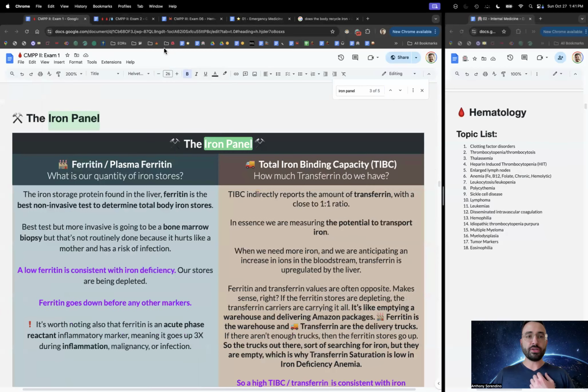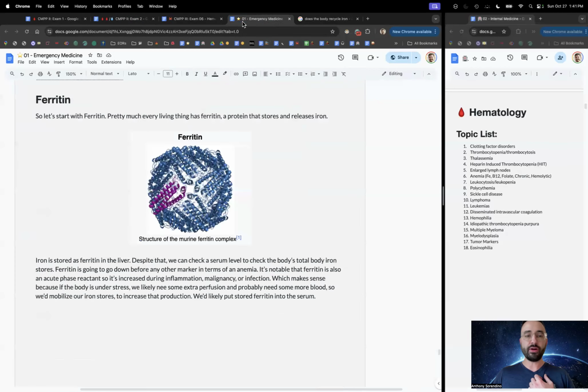So the first thing we talk about here is ferritin. Ferritin is just iron stores. So iron is stored as ferritin in the liver. Despite that, we can check a serum level to check the body's total body iron stores. Ferritin is going to go down before any other marker in terms of an anemia. Makes sense. We're going to use up our stores.